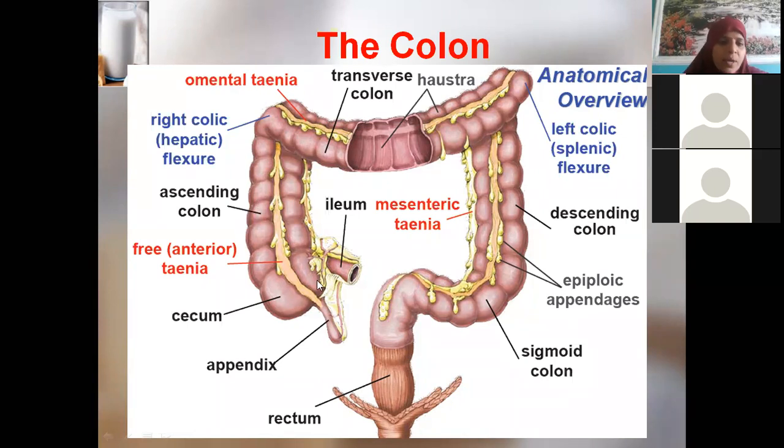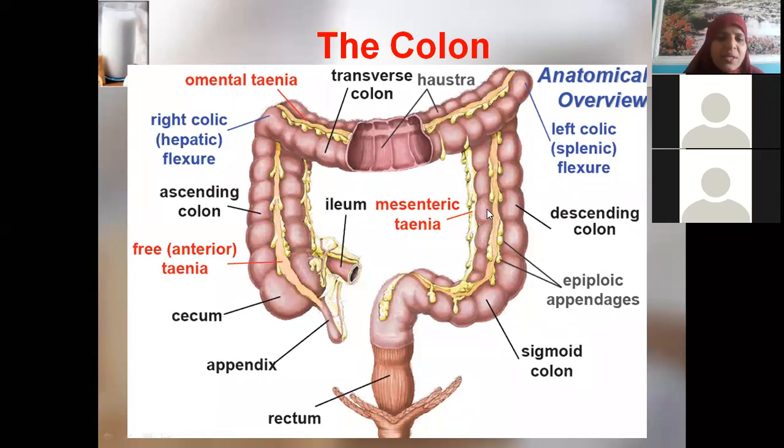Then, when you observe from all the taenia, you will see there are some pouches hanging downwards. Can you see this fat filled pouch which is hanging from the taenia? Okay, so this is called epiploic appendages, the word used to represent these fat filled pouches hanging from the taenia.